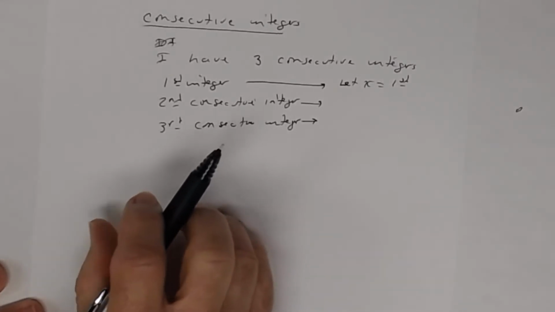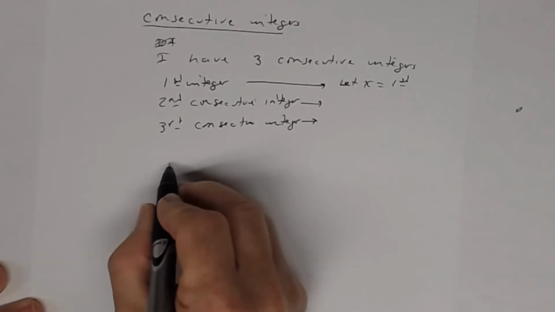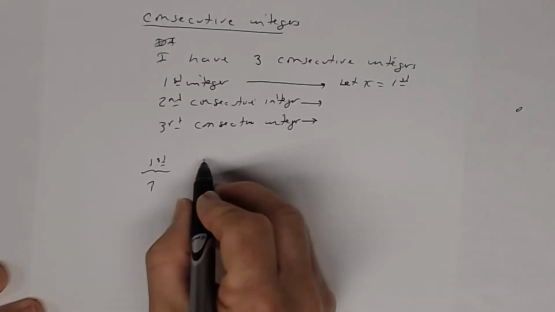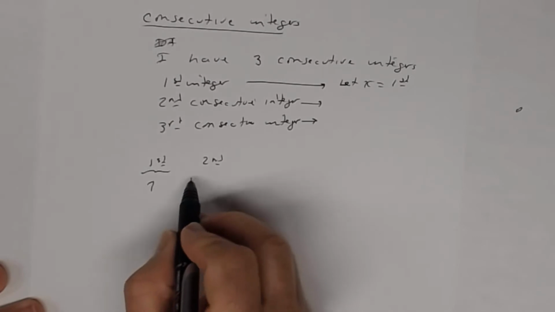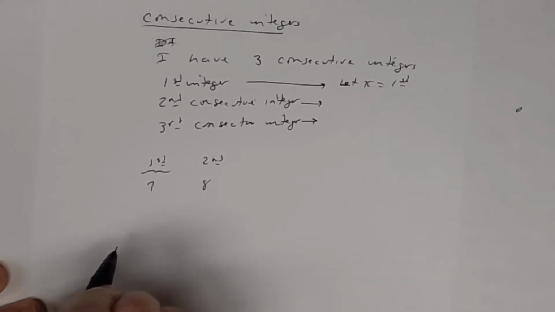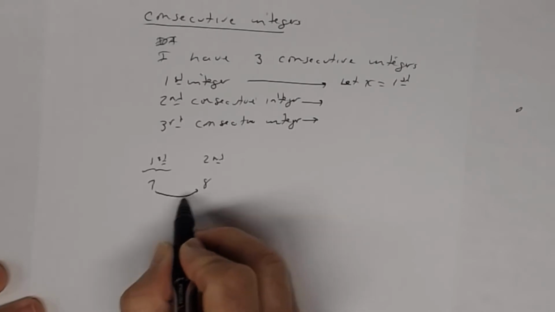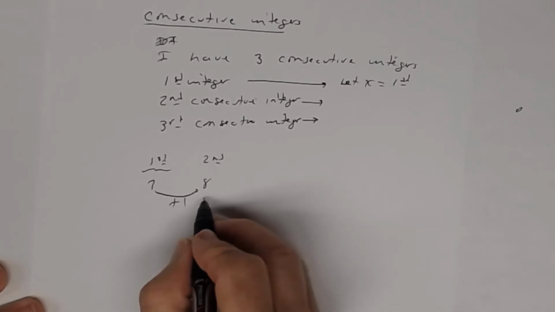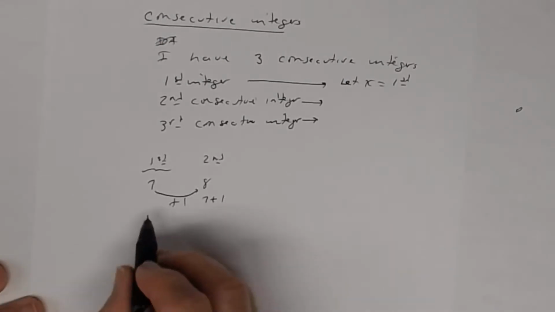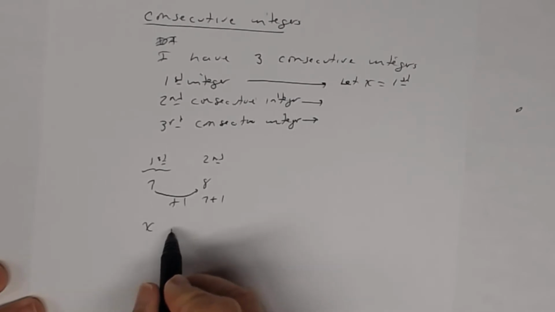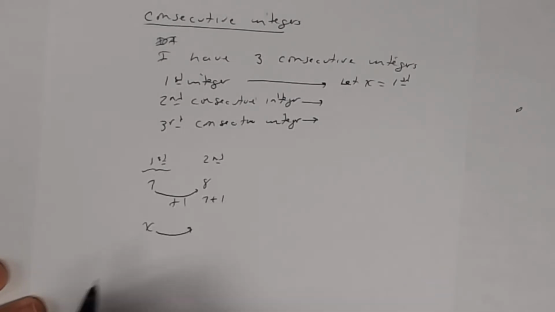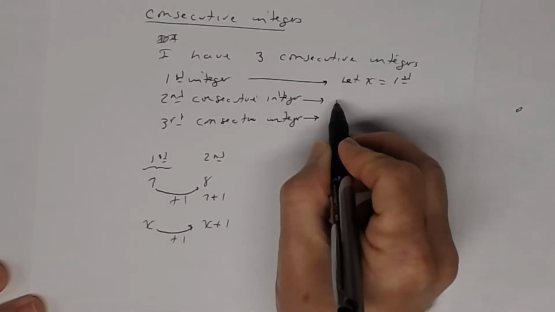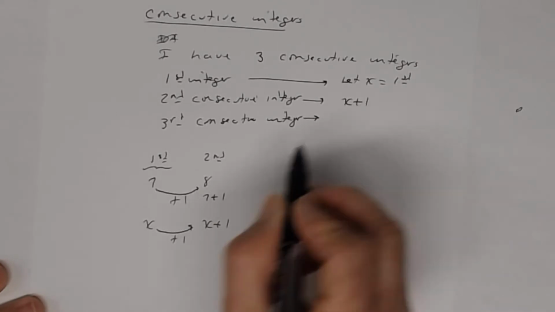Now let's look at a concrete example to help us abstractly. So suppose my first one is 7, okay? And my second one then, if I'm talking about consecutive integers, has to be 8, right? So what do I need to add to that 7 to get 8? I need to add 1, right? Because that 8 is 7 plus 1. So if my first is x, then what do I need to add to that x to get the next one? We'll have to add 1. So the second one would have to be x plus 1.